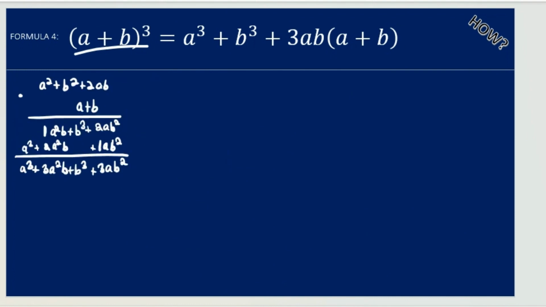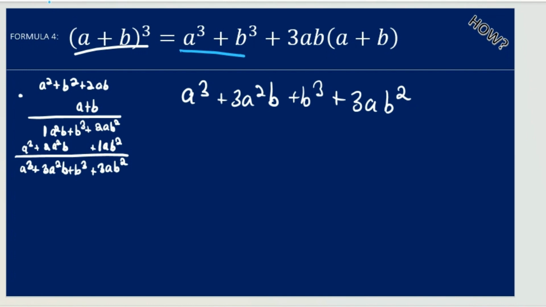I'm just going to shrink it for some space. So the left-hand side now is going to be a cube plus 3a squared b plus b cube plus 3ab squared. Okay. Now this is the left-hand side. We want to make it equal to the right-hand side. So the right-hand side is over here, right? So right-hand side. We want to make it equal.